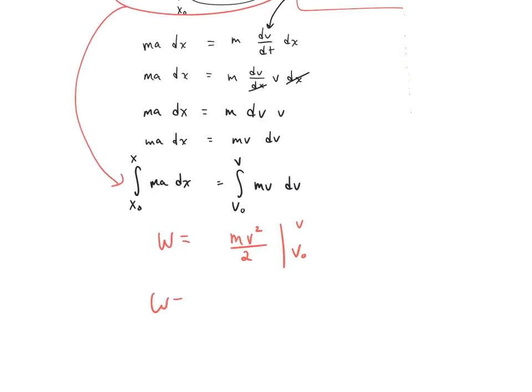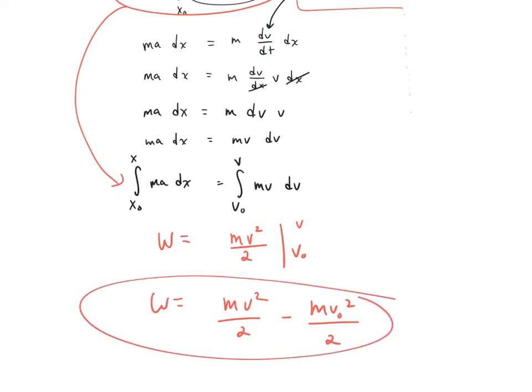This becomes work equals mv squared over 2 minus mv0 squared over 2. And there's the work kinetic energy theorem. Work equals change in kinetic energy: final kinetic energy minus initial kinetic energy. Okay, final minus initial. So that's the derivation of the work kinetic energy theorem with a variable force function.